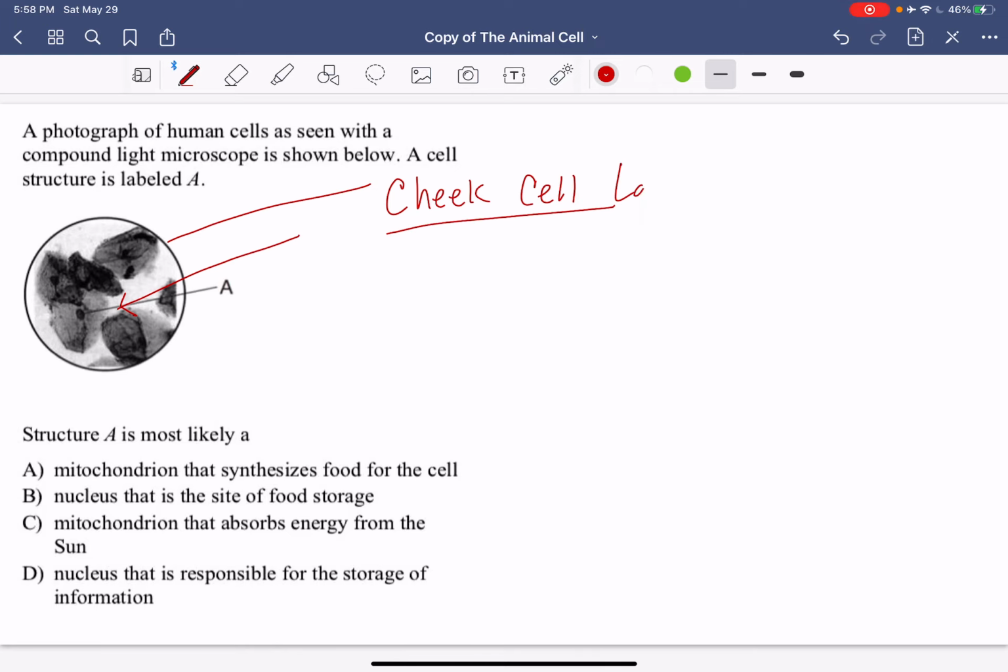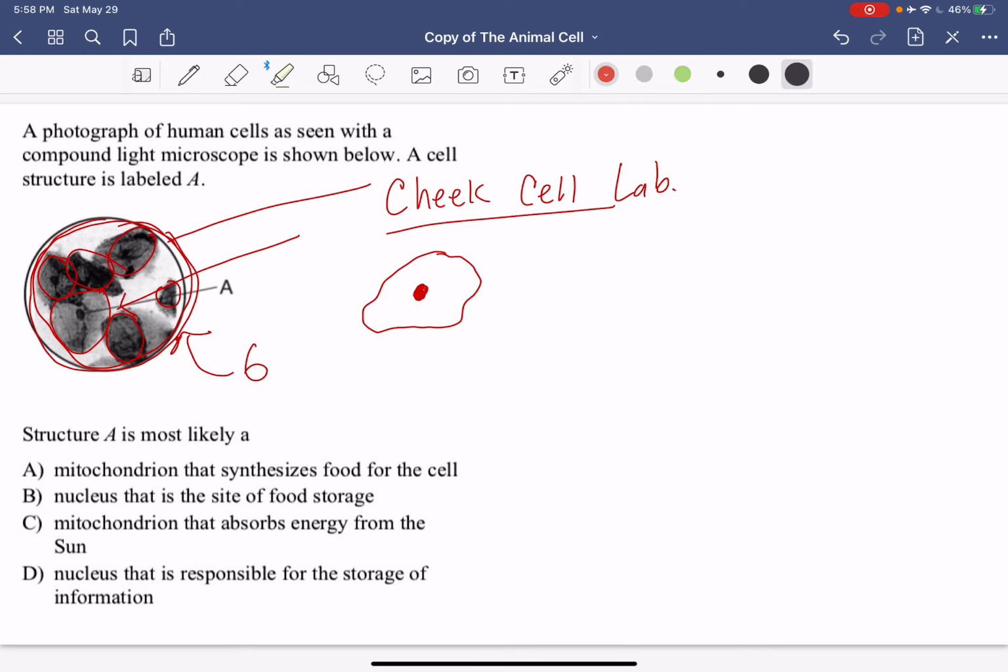Well, you take a toothpick and scrape the inside of your cheek and put it on a slide, and then you get these cells. Okay, kind of an odd shaped cell. I think this is 1 cell, 2, 3, 4, 5, 6. There are about 6 cheek cells in this view in a slide. Let me just erase this real quick. Okay, we have about 6 cells there.